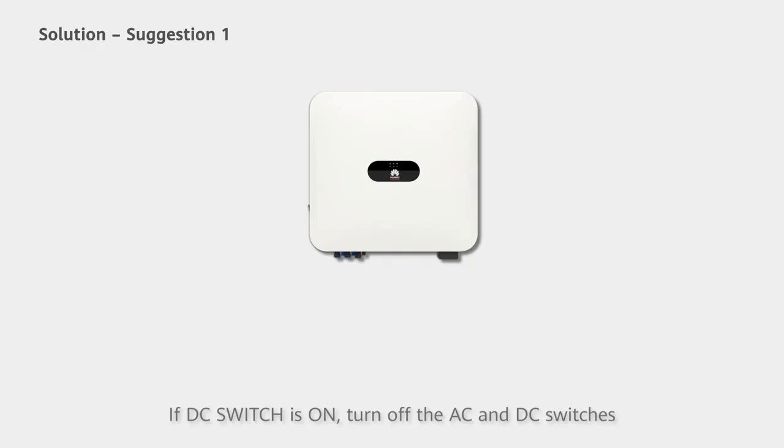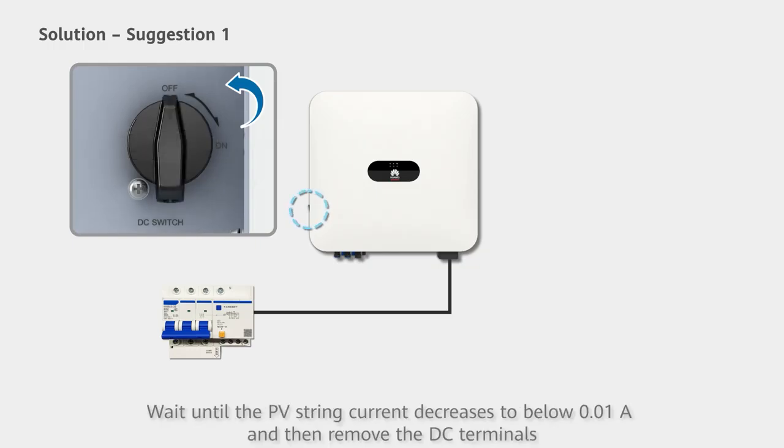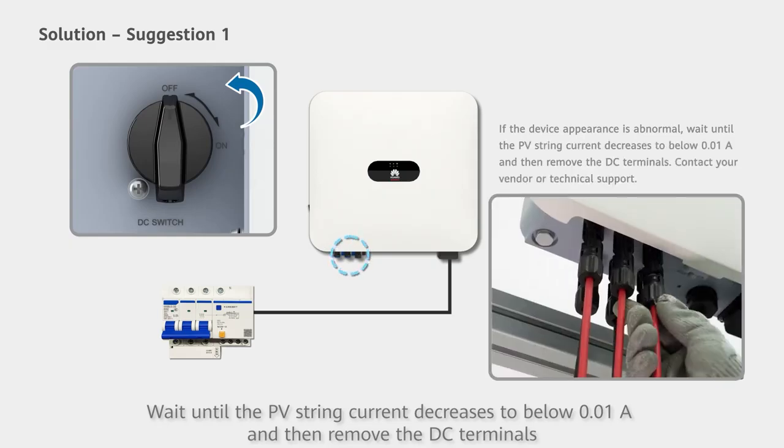If DC switch is on, turn off the AC and DC switches. Wait until the PV string current decreases to below 0.01 amperes, and then remove the DC terminals.